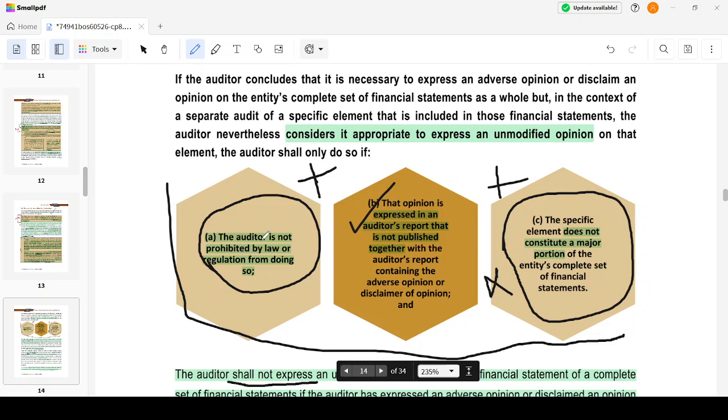The auditor is not prohibited from doing so by law or regulation, and this unmodified report is not published together with the complete set of financial statements auditor's report, and that does not contain a major portion of the complete set of financial statements. If all these are done together, cumulative conditions, only then I can issue an unmodified opinion even though the complete set of financial statements auditor has given the modified opinion.